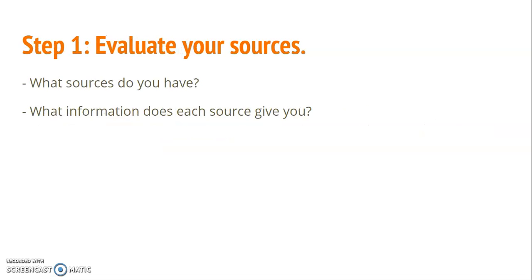So step number 1 is to evaluate your sources. What sources do you have? What information does each source give you? How can you group these? You have to take a look and see, maybe have a little summary either in your head or write it down about what each source is. Maybe separate the primary sources from the secondary sources. And you have to think about what information each one gives.